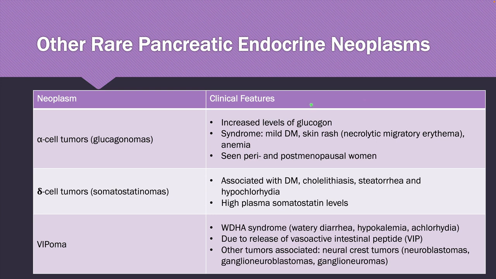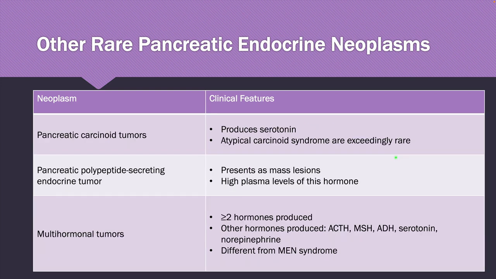So, you have glucagonomas, delta cell or somatostatinomas, VIPoma, carcinoid tumors, polypeptide secreting endocrine tumor, and your multi-hormonal tumors. Now, note for multi-hormonal tumors, this just means that you have a tumor that is producing more than 2 types of hormones. Iba yung MEN syndrome. In MEN syndrome kasi, marami kang hormones na pinoproduce kasi marami kang endocrine organs na present at any given time. Okay? And with that, we'll be ending your endocrine pancreas. Up next, we'll be talking about exocrine pancreas.